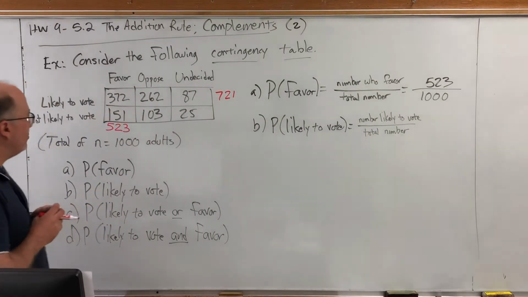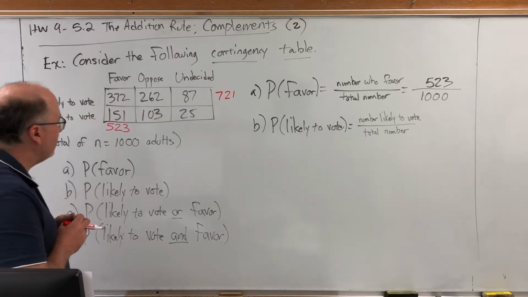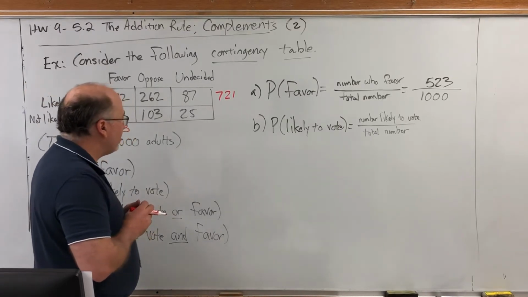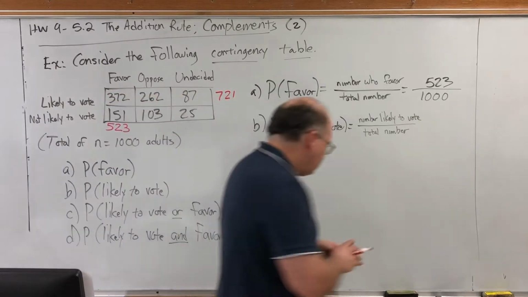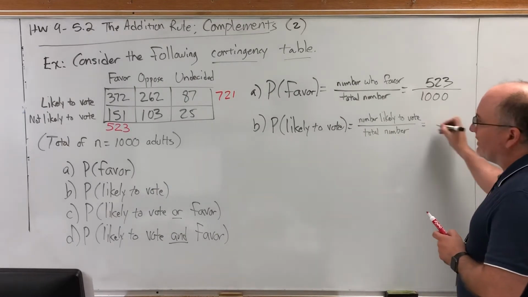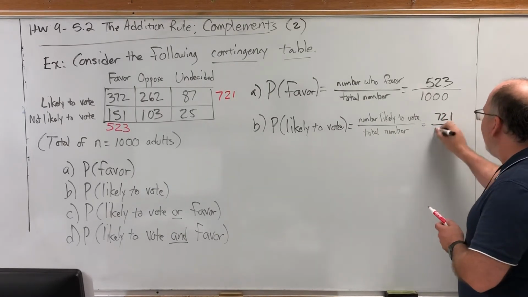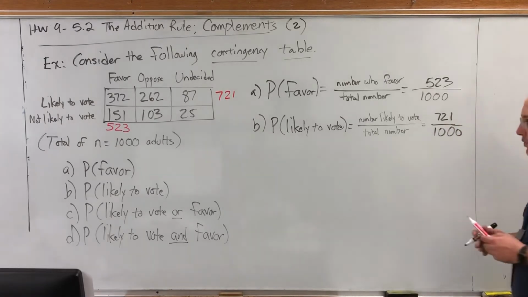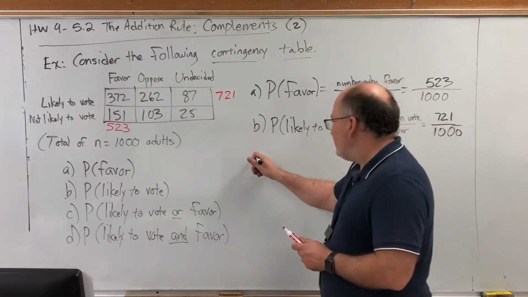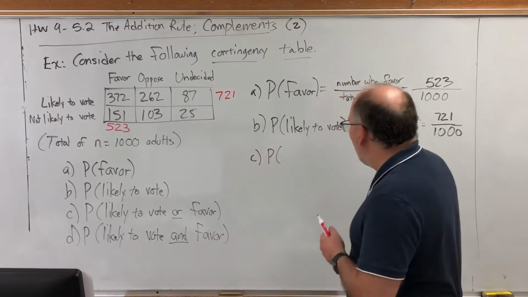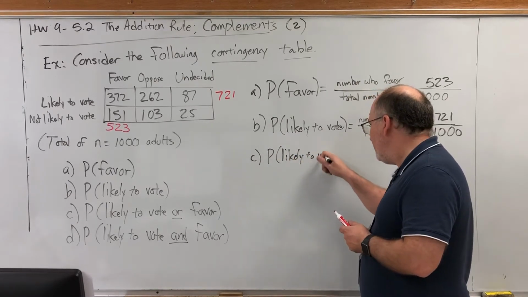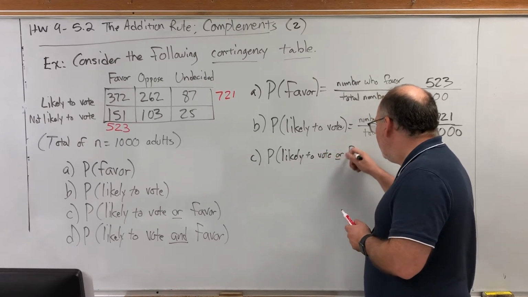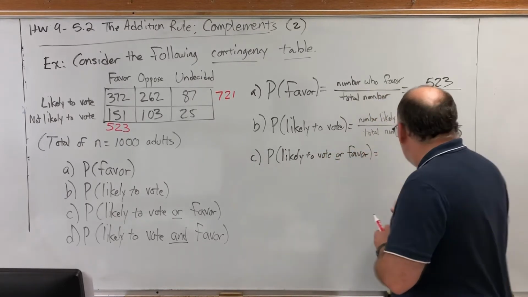372 and 262 is 634, plus 100 is 734, but that's 13 too much. 721 is correct. So the probability that somebody is likely to vote is 721 out of 1,000. Not a bad voter turnout, 72.1%. But for the compound events, we have to think a little bit more carefully. For example, what's the probability that somebody is likely to vote or favors the bill? Well, it's going to be out of 1,000.